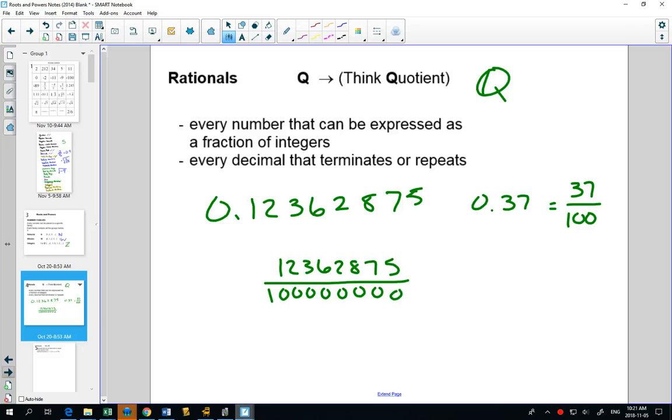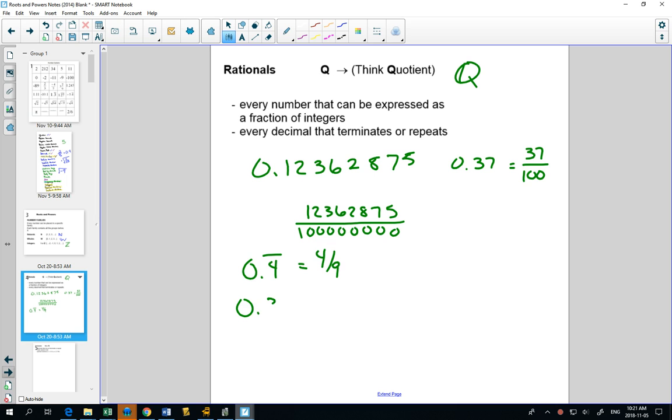Do you know how to write repeating decimals as fractions? So let's start with an easy one. 0.4 repeated. What is that as a fraction? 4 over 9. If you had 0.32 repeated, what's that as a fraction? 32 over 99. And if you had 0.2481 repeated, I skipped a decimal just to see if you can see the pattern.